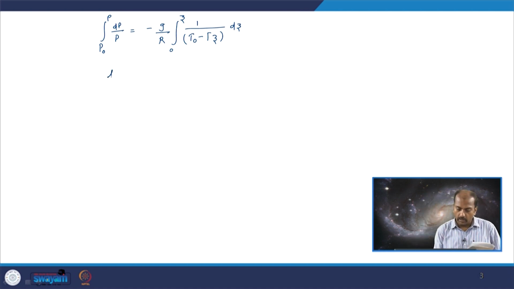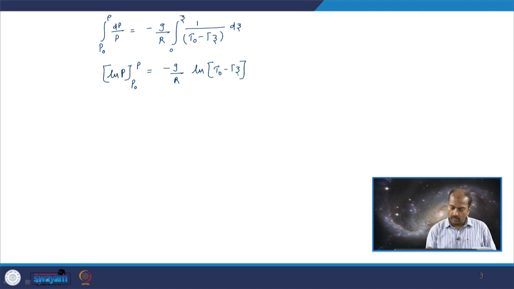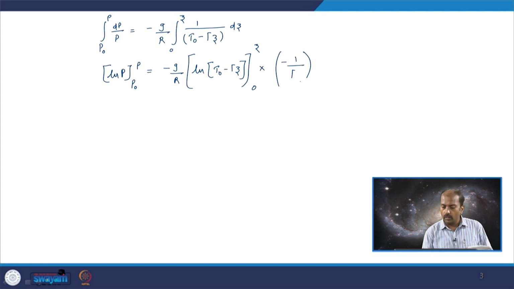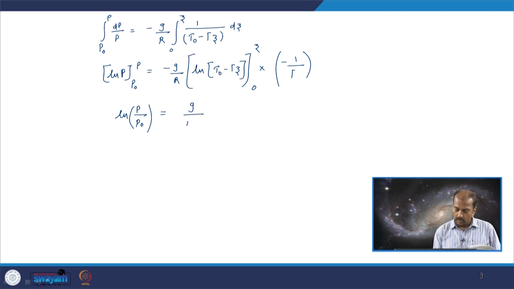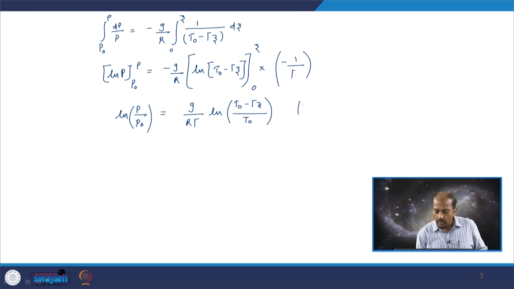So that means ln of P between P naught and P equals minus g by R into ln of T naught minus gamma z within 0 to z, into minus 1 by gamma, integrating 1 by T naught minus gamma z. So ln of P by P naught equals g by R gamma times ln of T naught minus gamma z divided by T naught, since at z equal to 0, temperature is simply equal to T naught.